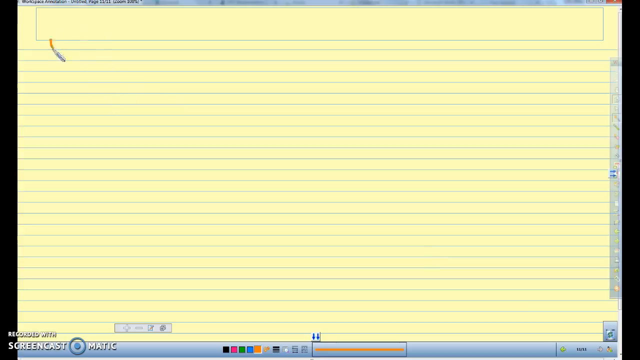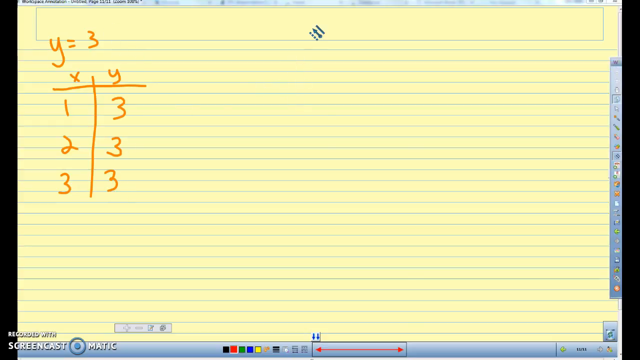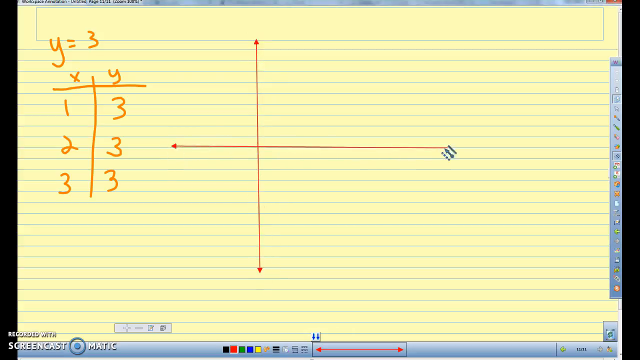So let's say they give me an equation, y equals 3, and I want to go ahead and set up a chart for that. So I'm going to have x values and y values. When x is 1, y is 3. When x is 2, y is 3. When x is 3, y is 3, because y is always going to be equal to 3. That's one of those ones where it's a little crazy to think about. So let's go ahead and draw on a graph.